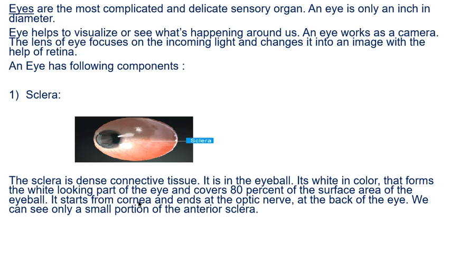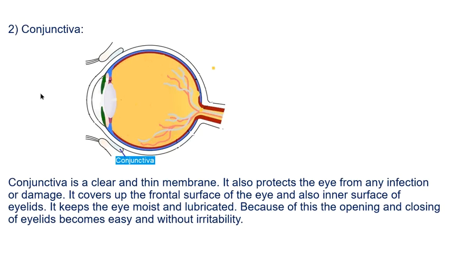It starts from the cornea here and ends at the optic nerve behind at the back of the eye. We can see only a small portion of the anterior sclera. Fine, we can see the part or portion of the sclera. Moving forward, second is conjunctiva. You can see in the diagram that this layer is conjunctiva. Fine. Now let us see what conjunctiva does.